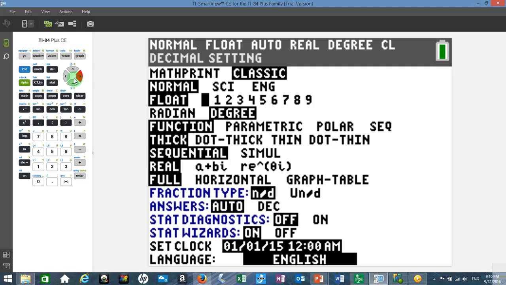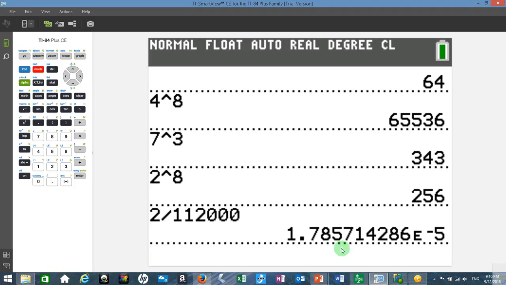So when you get this answer and you don't know what it means, then this is what you do. You move this decimal 5 places to the what? Left. So that'd be 1, 2, 3, 4, 5. Means you have 4 zeros in front of the 1. So it's 0.00001785714286.